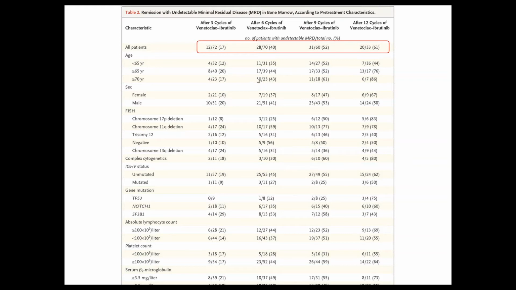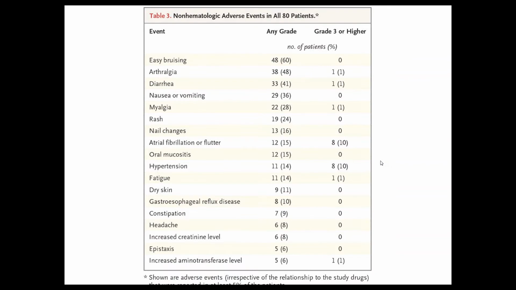And we can look at these responses as a function of age and men and women, and the various chromosomal aberrations that they exhibited here. And if you're particularly interested in this, you can look at these responses at your leisure on your own. But it looks like these are notable responses for a fairly aggressive non-indolent form of chronic lymphocytic leukemia.